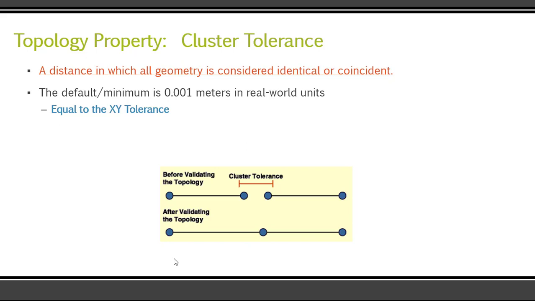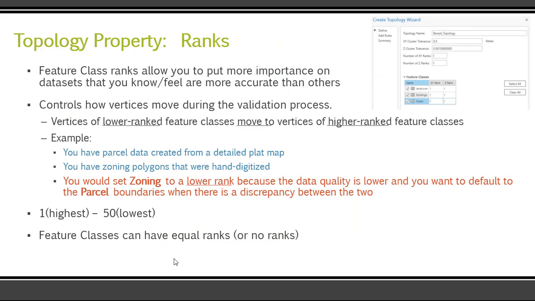But that's why that cluster tolerance is set to be so small, because changes in that amount of distance shouldn't affect your data. All right, the next topology property we're going to talk about are ranks. So when you go to build the topology with the topology wizard, you get to tell it what data sets you want to have be within the topology. Each time you choose a new data set, you get to say what you want its rank to be. And the ranks are a way for you to determine if there's more important or more valid data that you're going to be including in your topology.